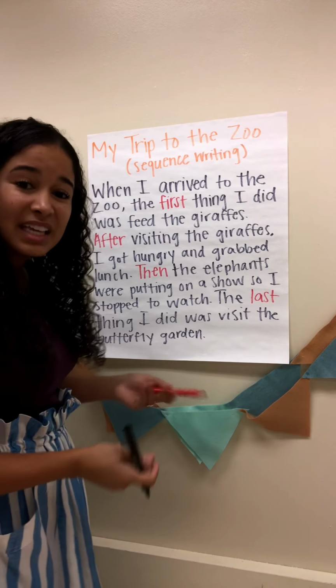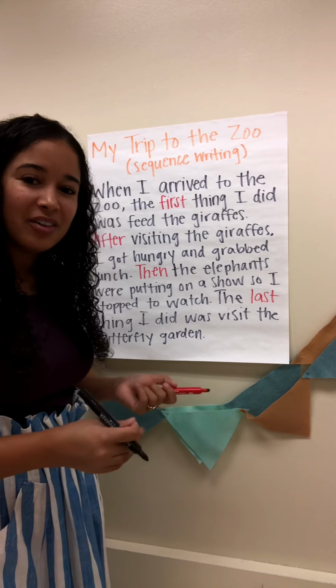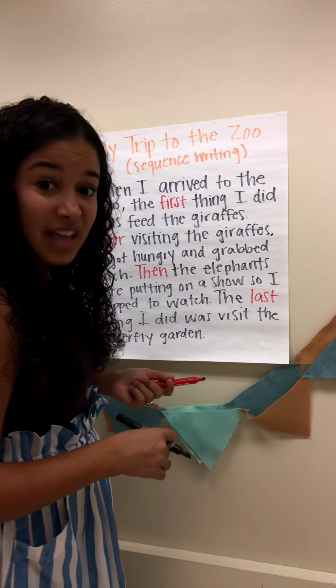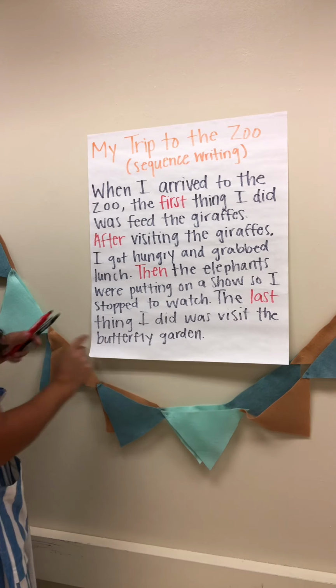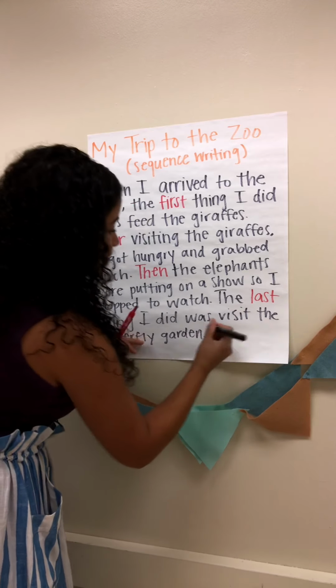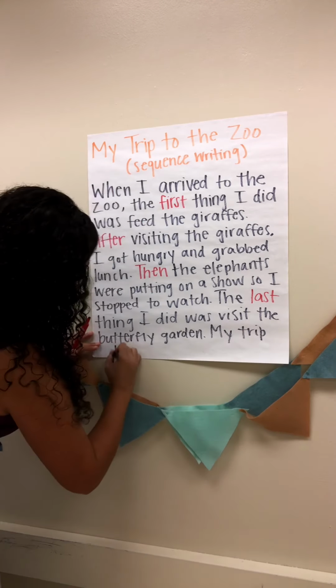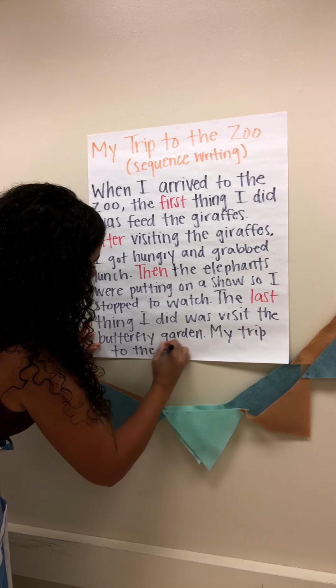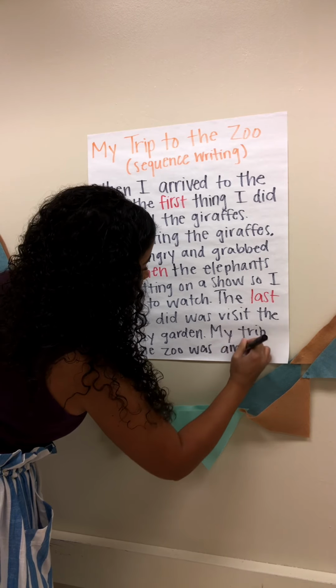And I also think it's really good to tell how you felt about this trip. So how did we feel? I think that we felt fantastic about it. So the last thing I did was visit the butterfly garden. My trip to the zoo was amazing.